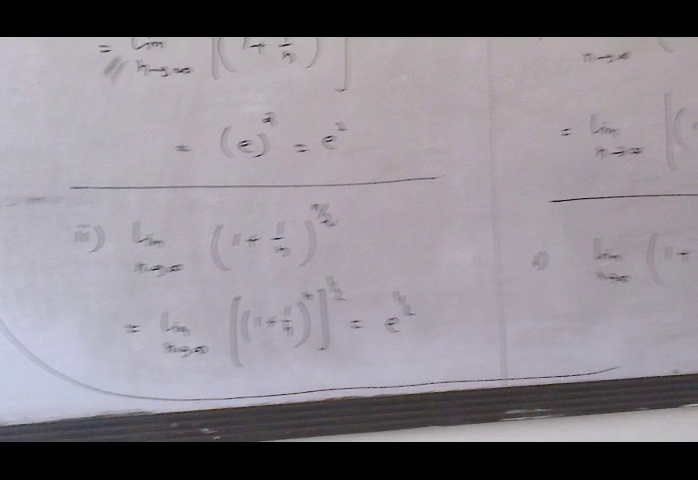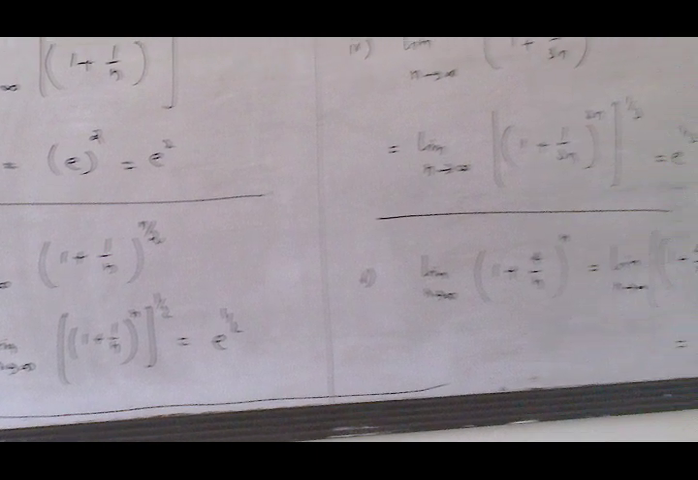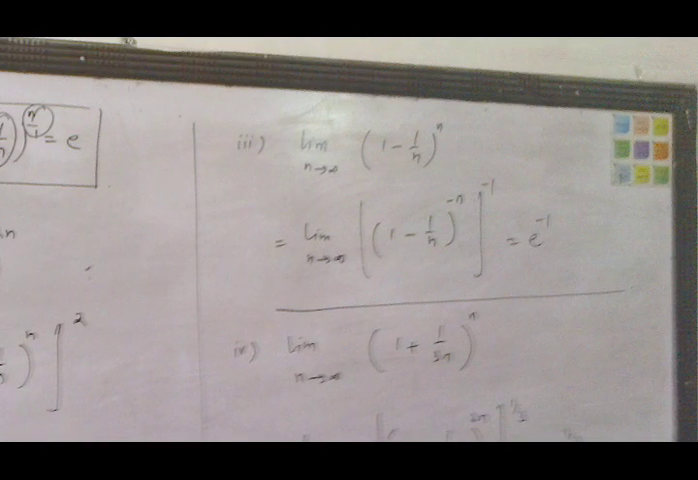And in this question we change the power, like (1 + 1/n) with the power n, and we move the 1/2 to the other side, and it is equal to e raised to power 1/2. And here we have a negative sign. If we have a negative inside the bracket, we mark the negative in the power, and balance with the -1, and it is equal to e raised to power -1, or we can write 1/e.